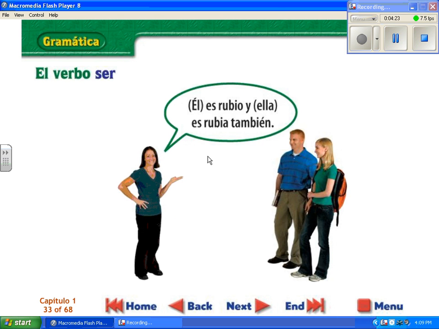If you want to talk about someone else, then you say, él es rubio. Él, he. Y ella es rubia también. Usually, you can only say, es rubio. Y es rubia también, if you know who you're talking about. The use of the pronoun is optional and is usually omitted.